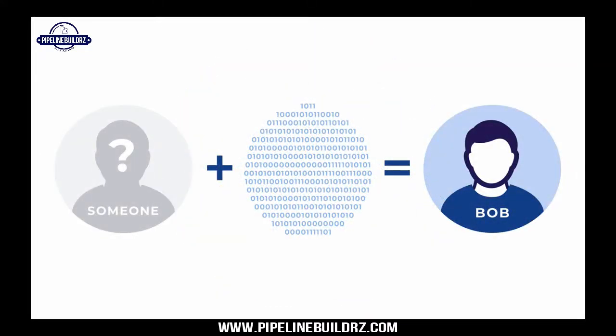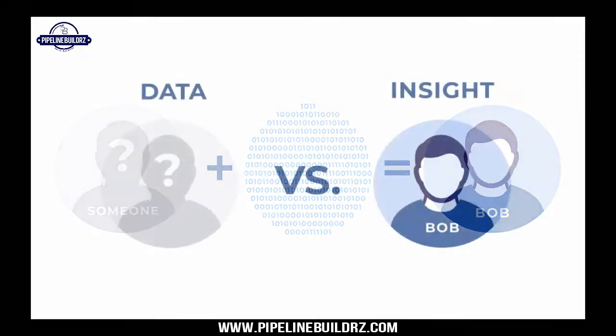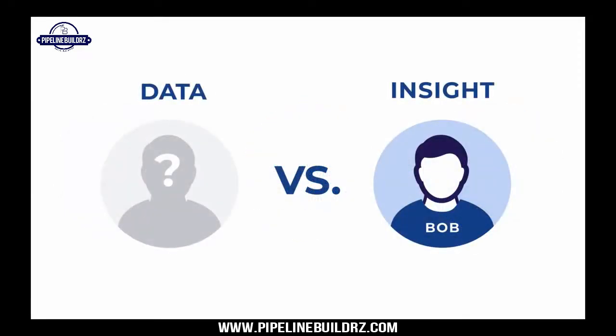All the data in the world is meaningless to you without that last part, because knowing that someone is in the market for what you sell means nothing, but knowing that Bob is in the market for what you sell means everything. That's data versus insight. See the difference? So how do we do that? How do we resolve Bob's identity and turn all that data Bob produces into insight we can use?